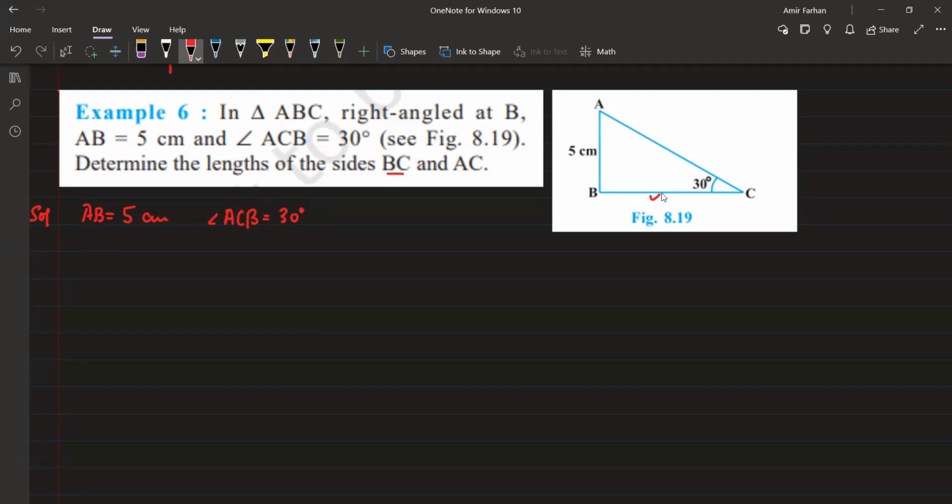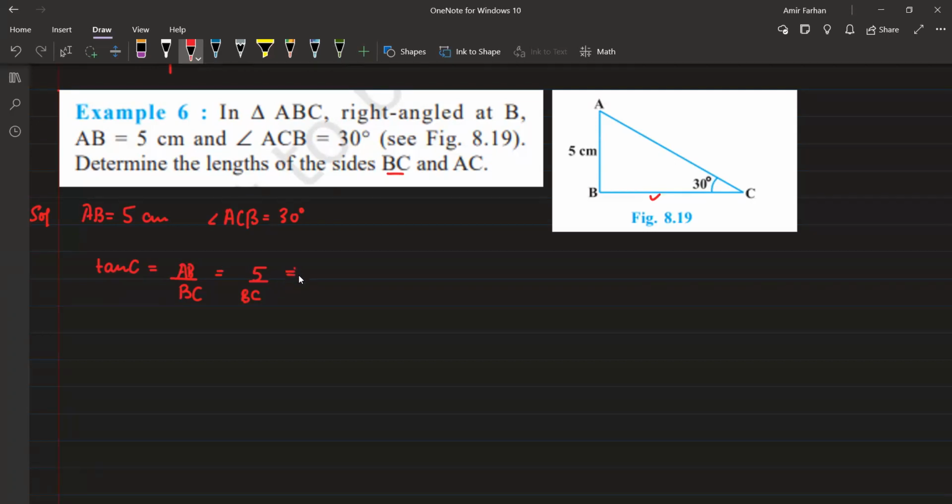Tan, very good. So tan C can be written as AB upon BC. AB value is 5, and BC will be written as BC.